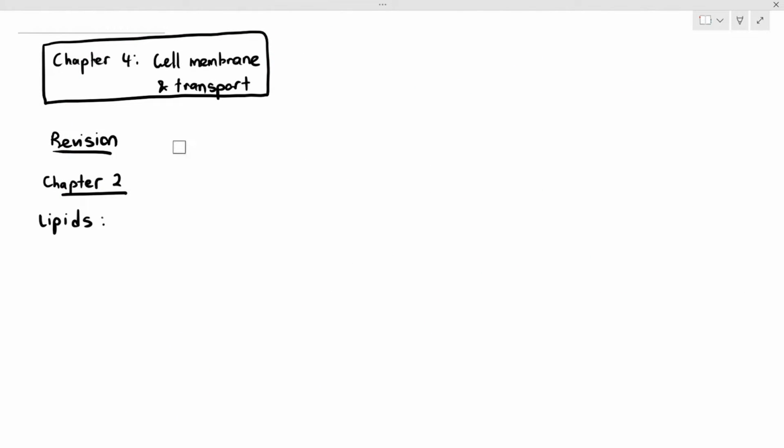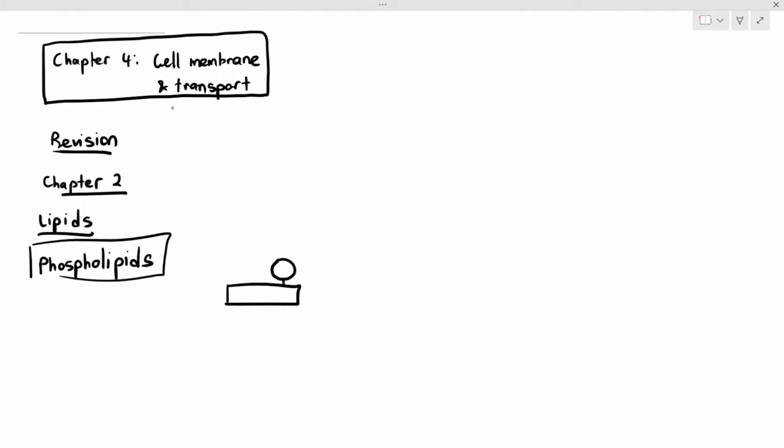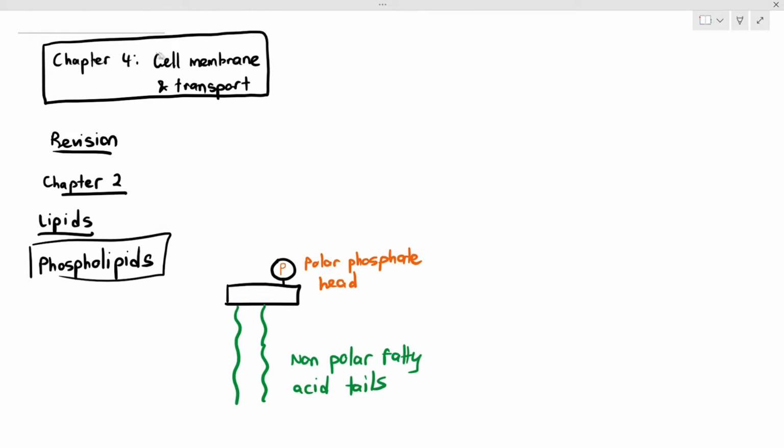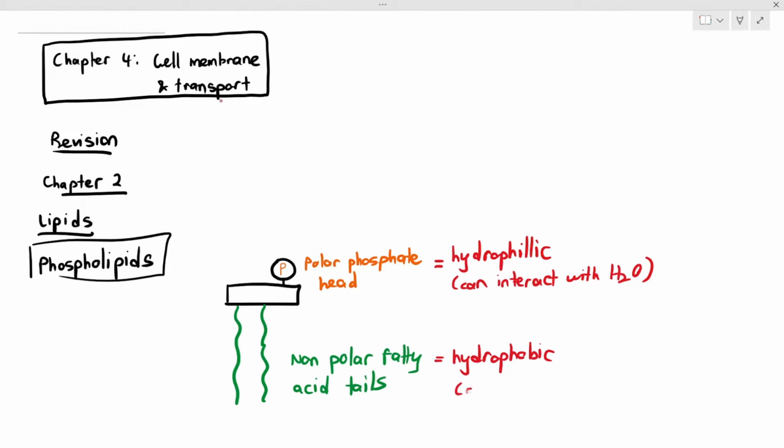Then in chapter 2, we looked at a particular type of lipid known as phospholipids. And phospholipids were made up of one polar phosphate head attached to the glycerol, which is attached to two nonpolar fatty acid tails. And I did say that the polar phosphate head is hydrophilic, which means to say they can interact with water, and the nonpolar fatty acid tails are hydrophobic, which means to say they cannot interact with water.